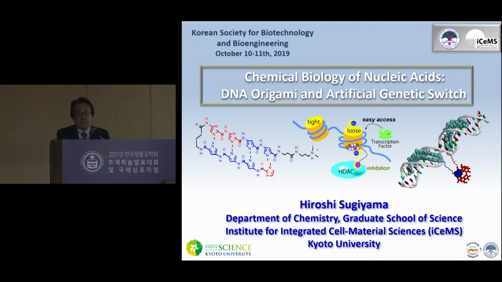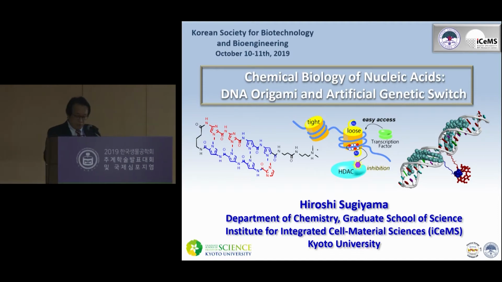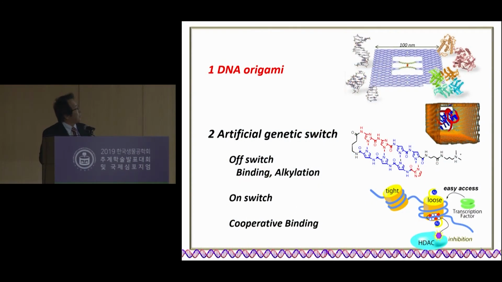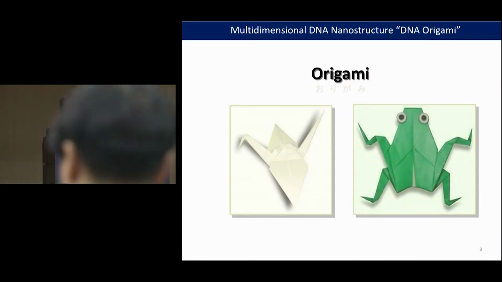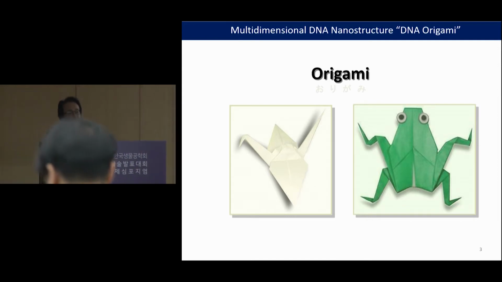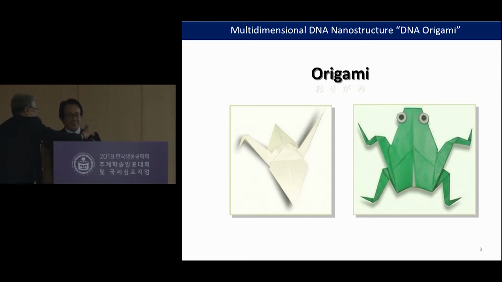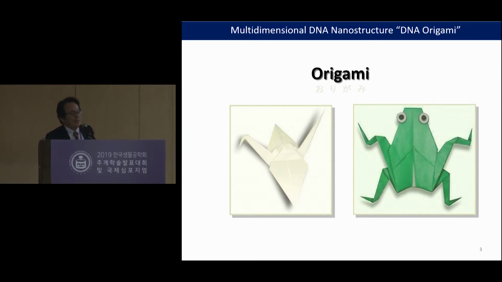Today I would like to talk about the chemical biology of nucleic acid and mainly focus on the DNA origami and artificial genetic switch. So let me start with DNA origami. The origami, as you know, is the famous hobby and popular craft, especially in Asian countries. We can make many kinds of shapes using just a sheet of paper, like a crane or frog.